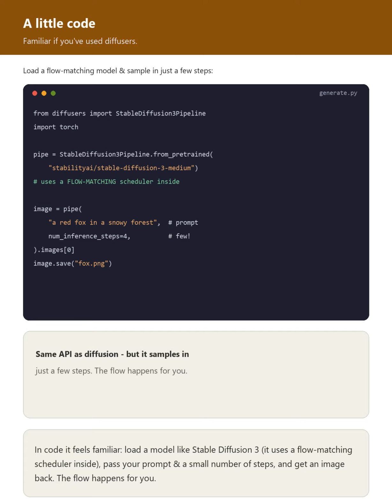In code, it feels familiar. With the diffusers library you load a model like Stable Diffusion 3, which uses a flow matching scheduler under the hood. You pass your prompt and a small number of steps, and it returns an image. The flow happens for you.